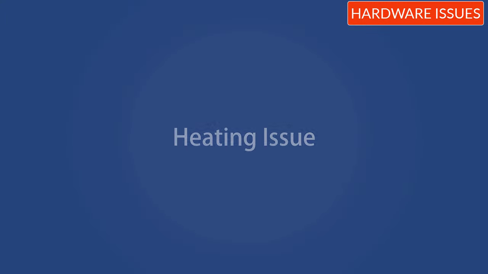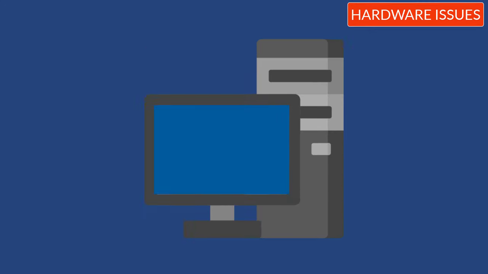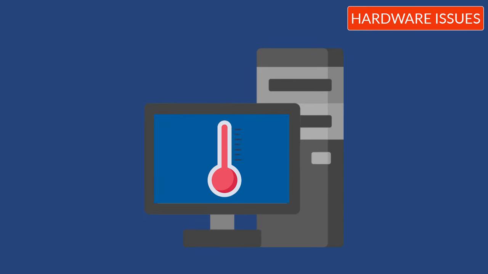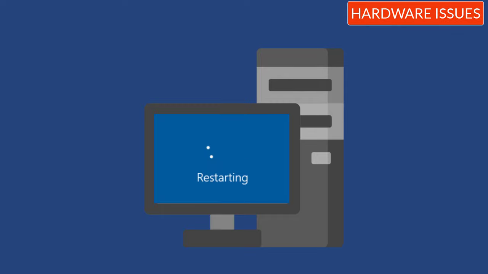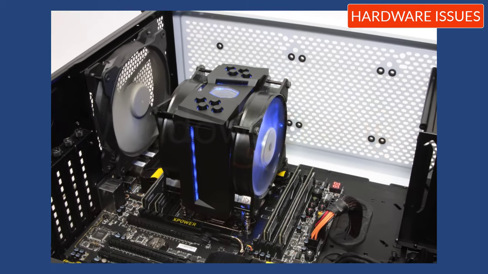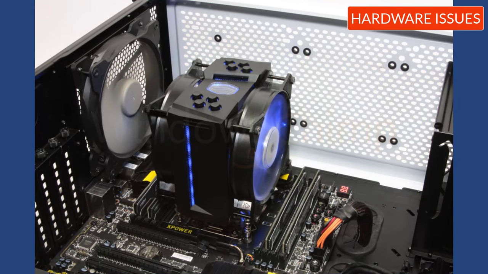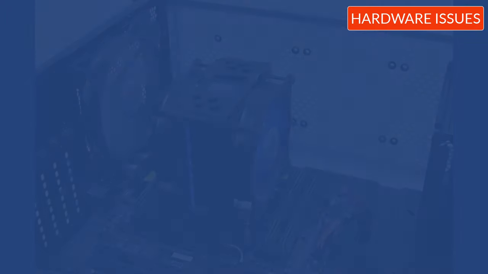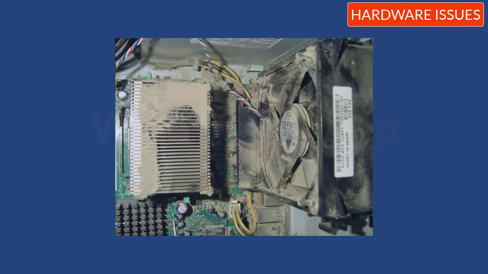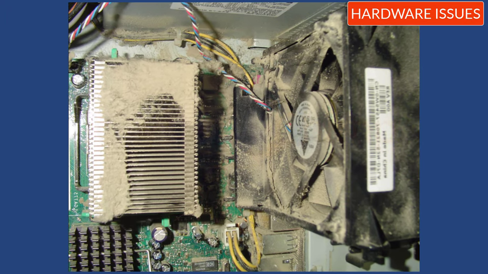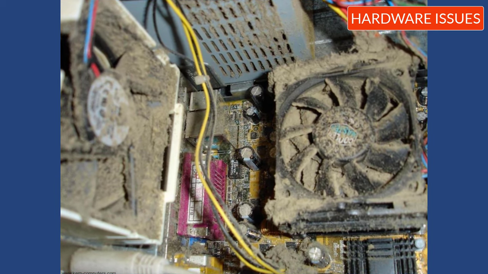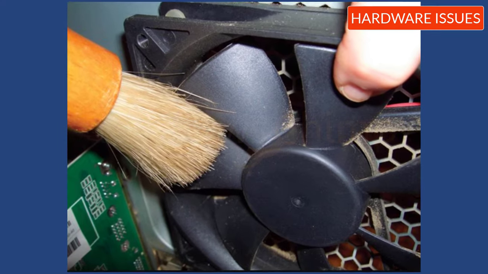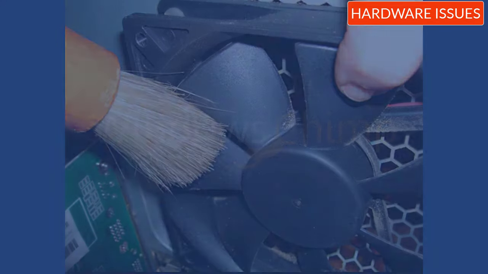Hardware issues. Heating issue. If your computer is overheating, Windows will automatically shut down to protect the components. It could also cause the computer keeps restarting issue. You need to make sure that all the fans installed in the CPU are running properly and there are no loose components. Dust. Electronic components, especially computers, attract dust particles. These dust particles could cause overheating, so you need to clean your computer and remove all the dust particles regularly.